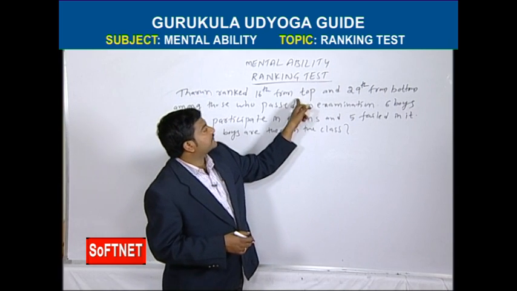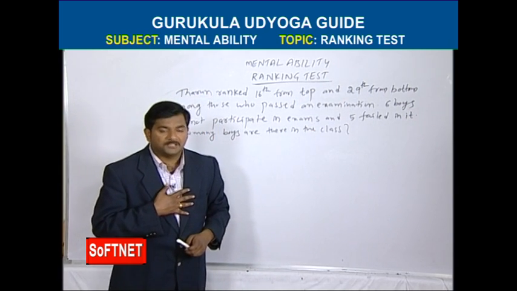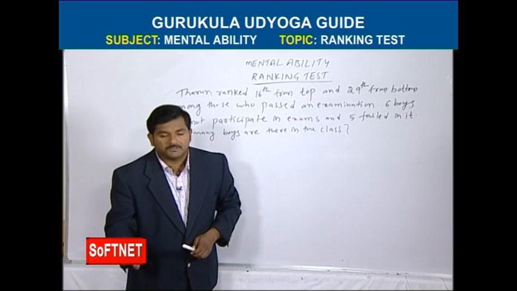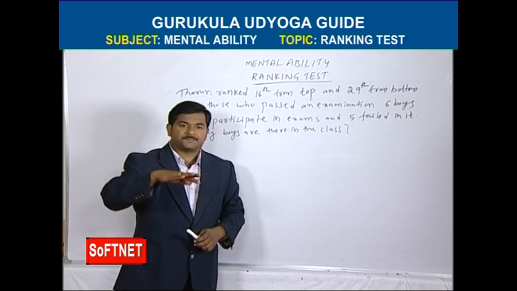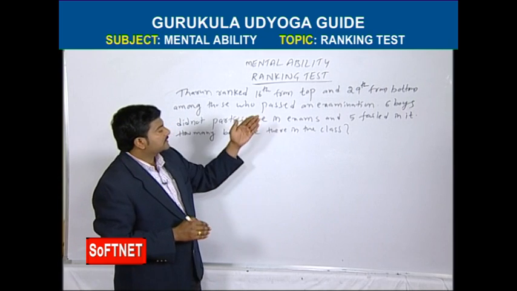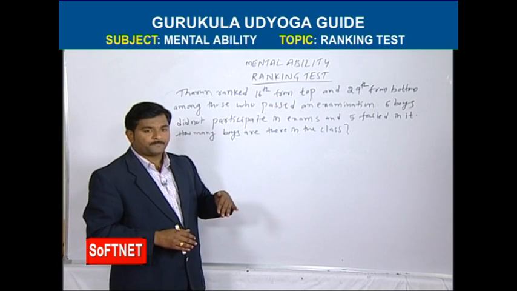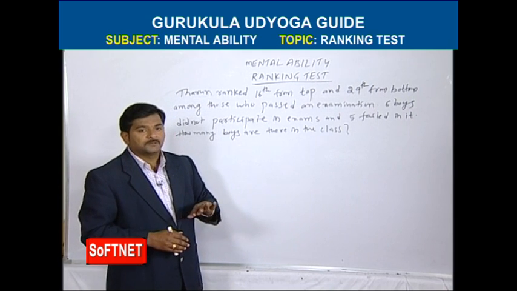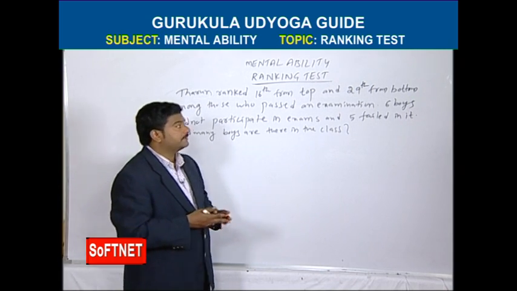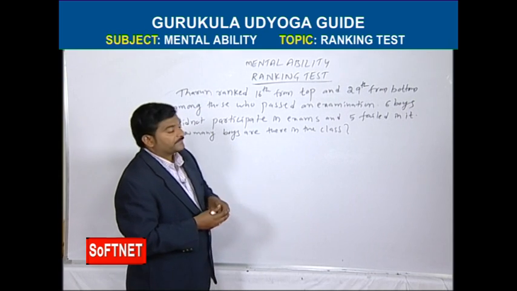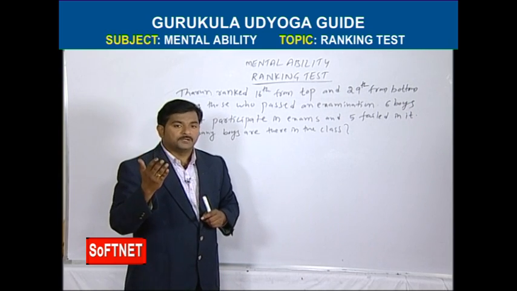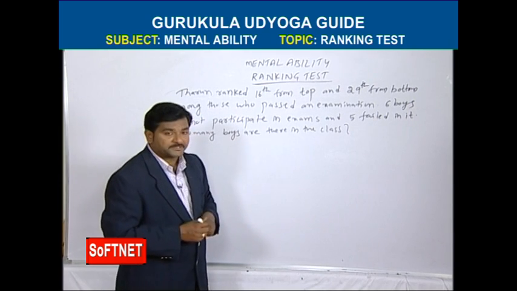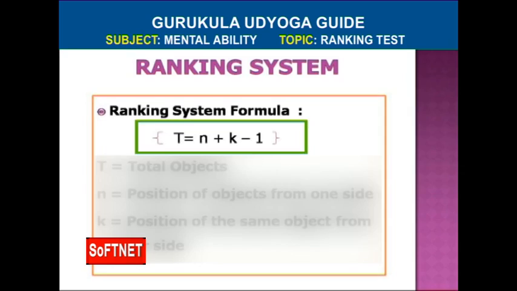Tarun ranked 16th from top and 29th from bottom. I know Tarun's position from top and bottom. North, south, top, bottom, west, east, left, right, front or back, all are the same concept. Instead of saying north and south, he mentioned top and bottom. Among those who passed an examination, if I use the formula T is equal to N plus K minus 1, T means what?